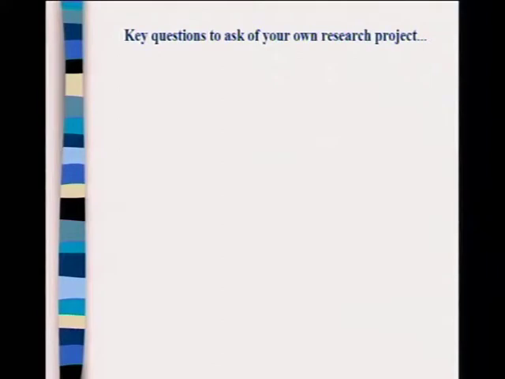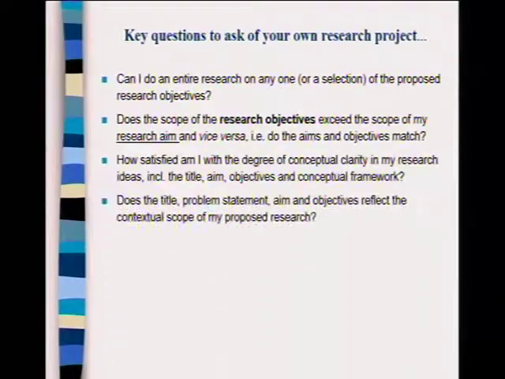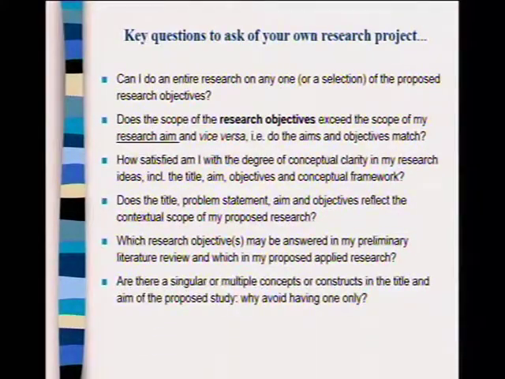So key questions to ask yourself about a research project are as follows. Can I do an entire research on any one or selection of the proposed research objectives? Does the scope of the research objective exceed my scope of research aim, or vice versa? How satisfied am I with the degree of conceptual clarity in my topic, my idea, my title, objectives, and so forth? Some of these things, issues about title, objectives, and so forth, we'll talk about them a lot more. I'll share with you how the whole process of research goes around.